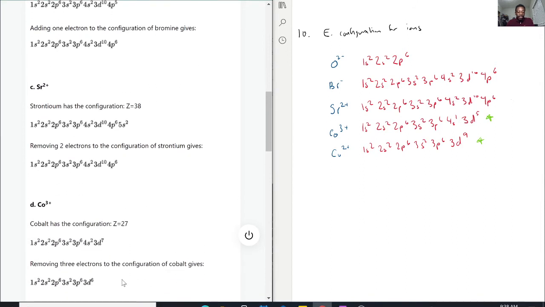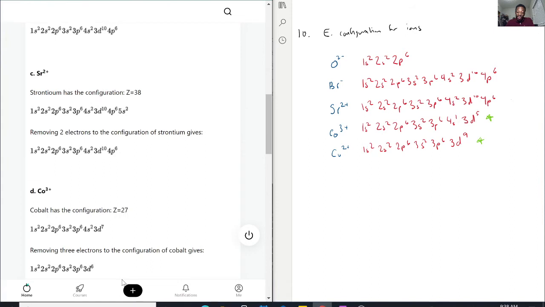Let's see what we get. We get 3p6 3d6. So what they did here was they just got rid of the outer shell completely. It does make sense as well. I was just thinking more so that that's just quite unstable, because if it could fill this outer shell, it would, but I guess ions do work a little bit differently.